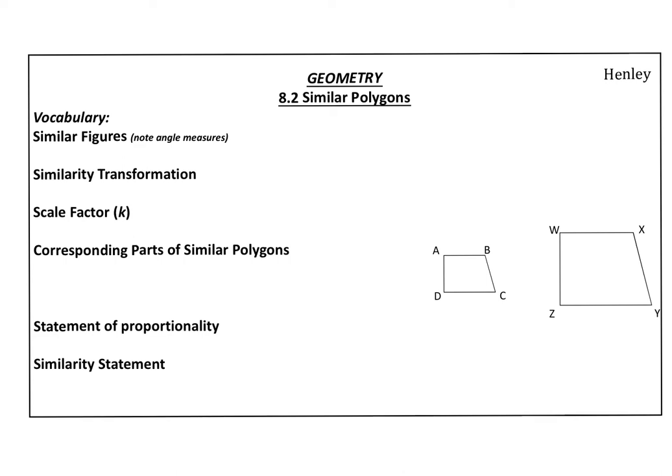Similar polygons. The first thing we have to do is understand the vocabulary that's used. And our first one is similar figures. Similar figures are figures that map onto each other using a similarity transformation. Now, we've used those previously this year, and we have to note our angle measurements. The ones that we have used previously this year are an enlargement and a reduction. We did that when we learned dilations.